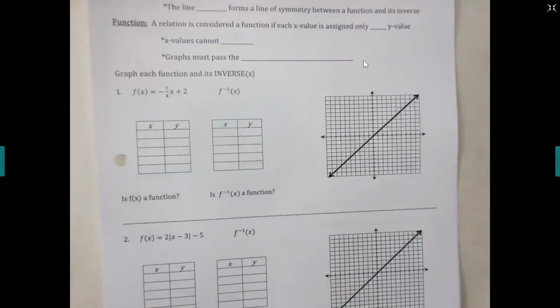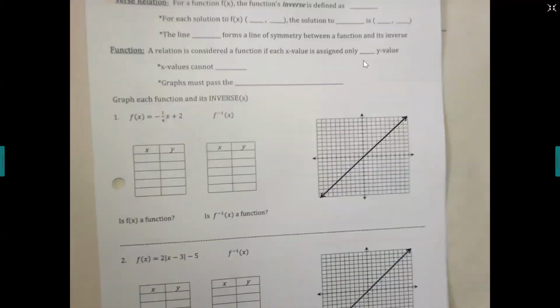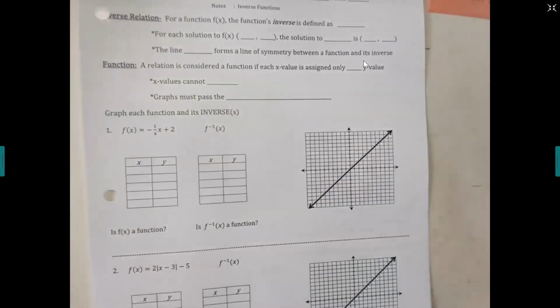So let's take a look at your notes for today. Okay, are we ready? Yeah. All right. So what we are going to do today is we are going to spend 2 days looking at inverses. Okay. So the whole punch there is inverse.